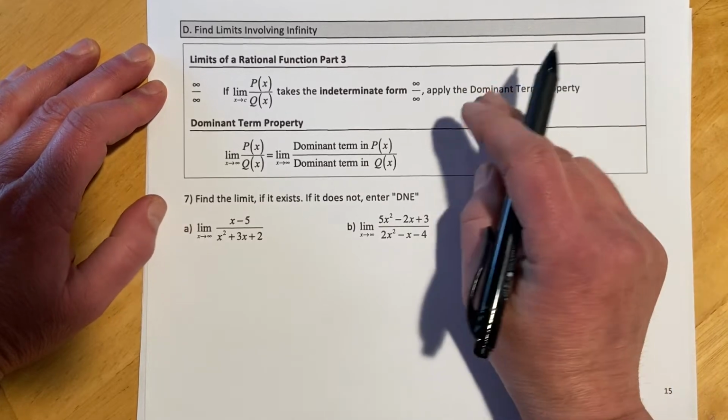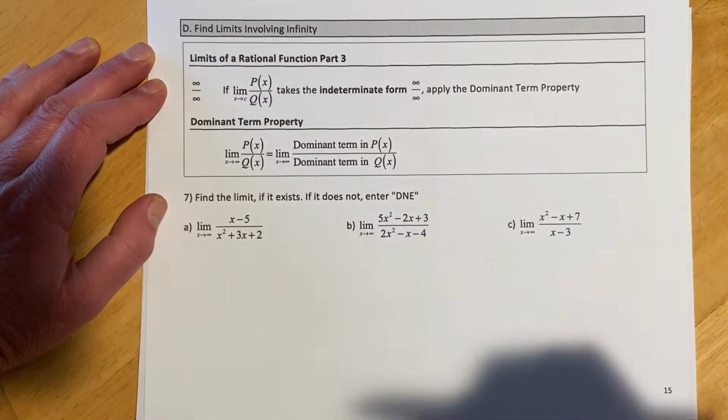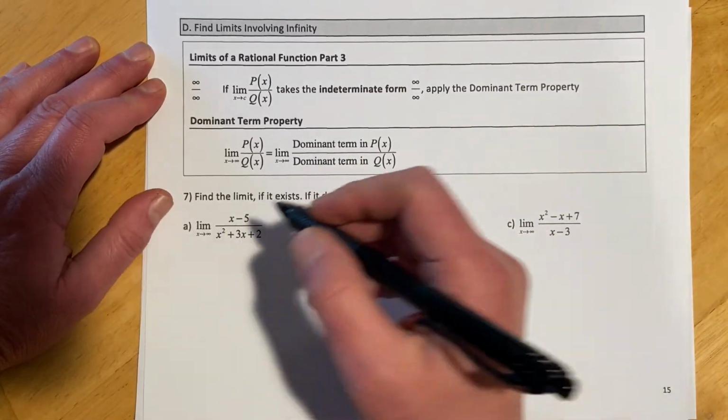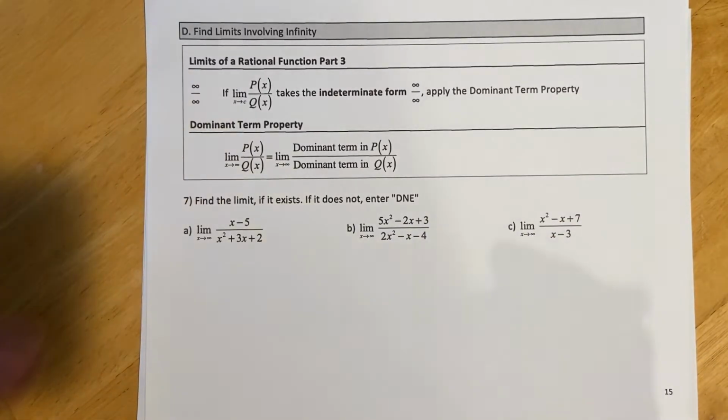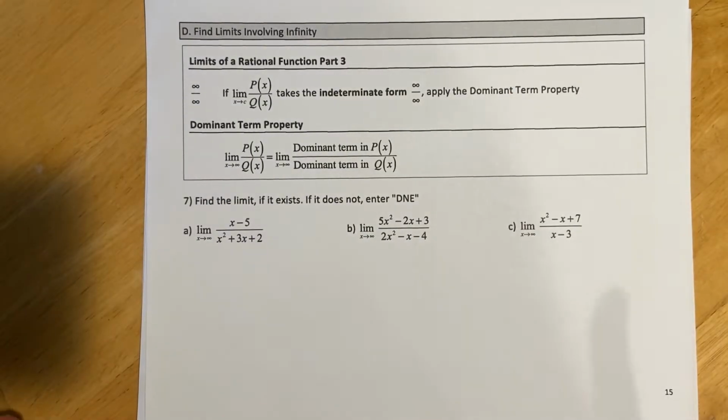And so there's a more formal way of looking at this that you can totally check out in the book, but I'm going to cut to the chase and just explain what the dominant term property is, which is we take the dominant term in both the numerator and denominator, and then reduce and see what happens.